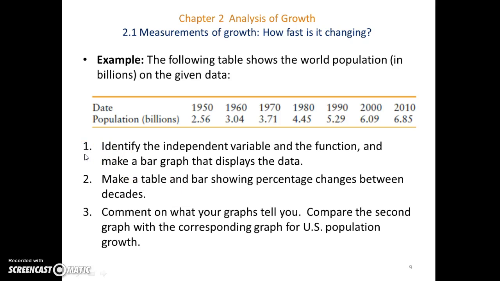Part 1. Identify the independent variable and the function, and make a bar graph that displays the data. Part 2. Make a table and a bar graph showing percentage changes between decades. Part 3. Comment on what your graph tells you. Compare the second graph with the corresponding graph for the US population growth.